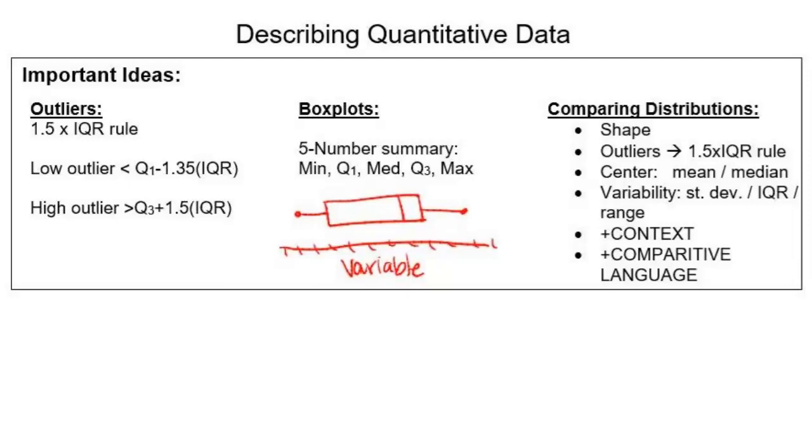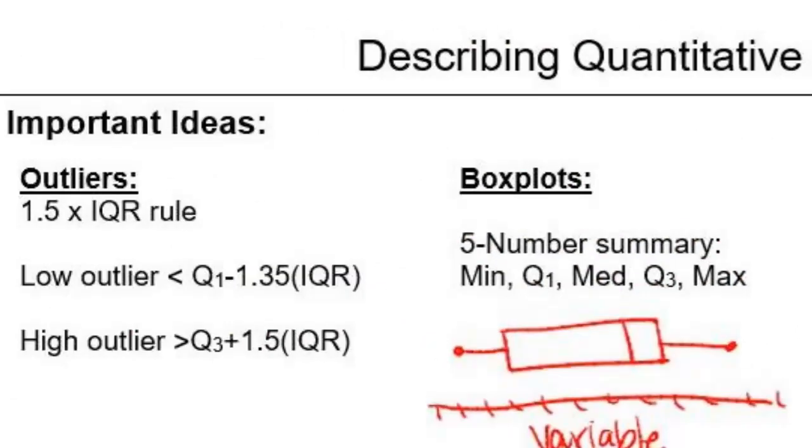A low outlier is going to be any value that is less than Q1 minus, that should be 1.5, not 1.35. Guys, go ahead and scratch out that 3. That's a typo. I don't know how the 3 got in there. Probably a finger slip when I was typing it. Sorry.